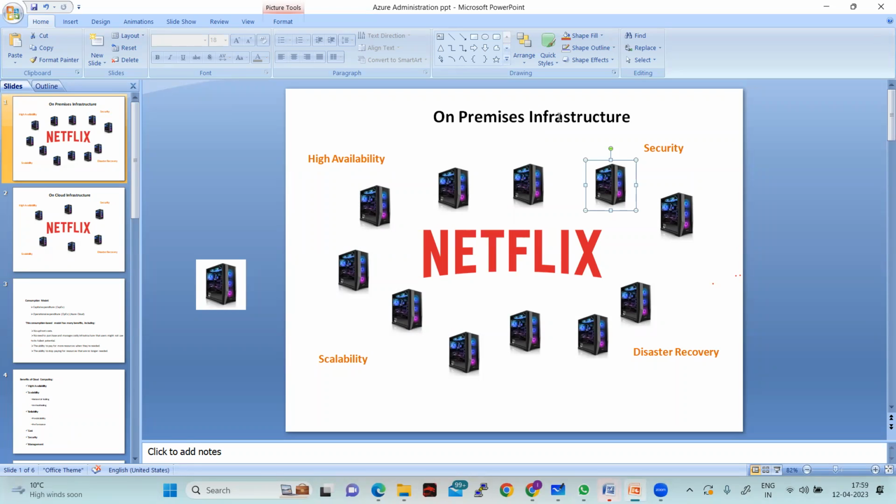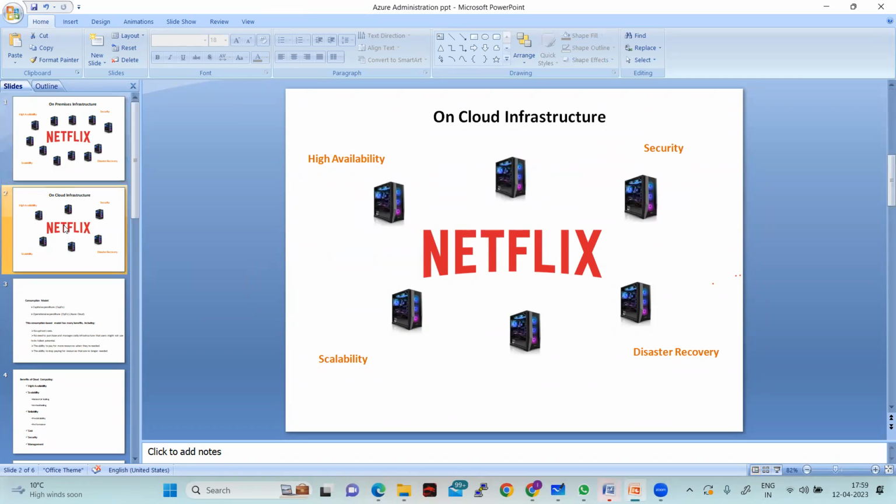But now let me give you a solution. Whatever problems I talked about here, I try to find a solution for this particular problem which I actually told you now. So that is called on-cloud infrastructure. The same example: the Netflix that I was talking about is basically taking on-cloud infrastructure. So you might be wondering, what is on-cloud infrastructure?